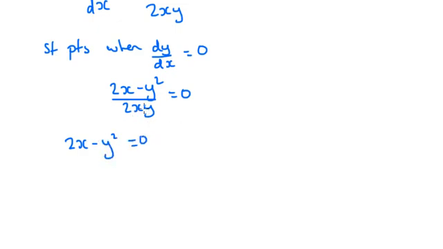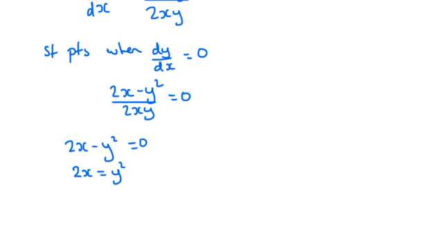The only time that's a problem is if x or y ends up being 0, so we can check that at the end. If x or y is equal to 0, this will not work because we'll be dividing by 0. But in all other cases, we can just ignore the bottom and set the top to be 0. So what that means is that at the stationary point, 2x has to equal y squared.